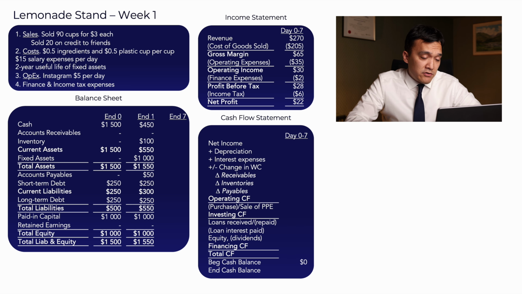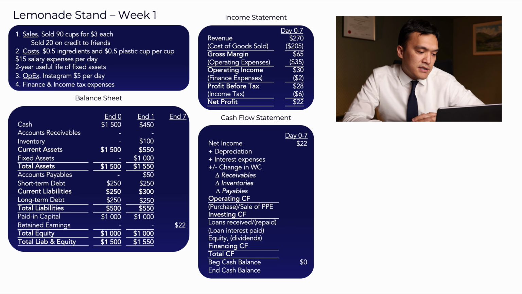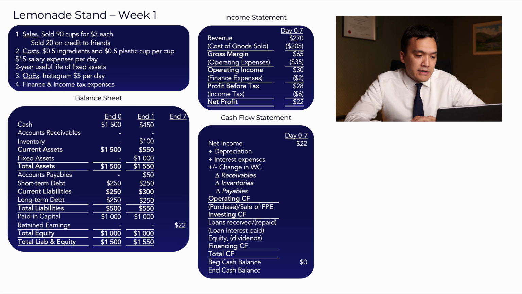Now net profit goes directly to net income at the beginning of our cash flow statement and to our retained earnings on the balance sheet. So during the first week, we had $22 of net profit, and this directly increases our retained earnings during the period. And we see that net income is the beginning of our cash flow statement.